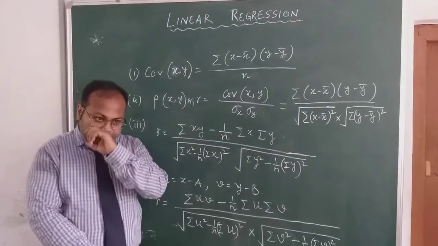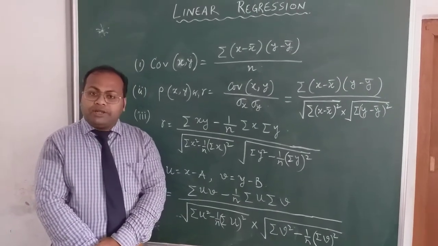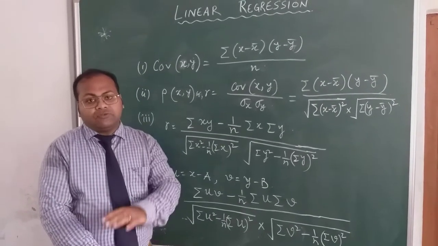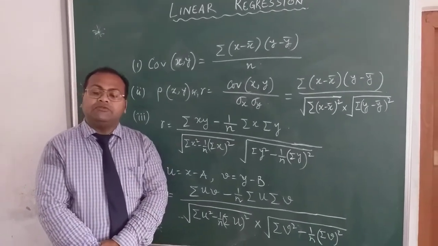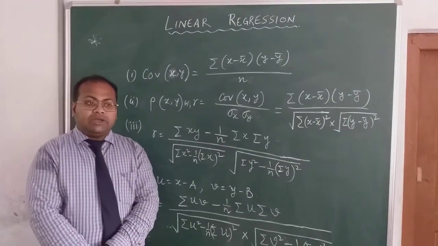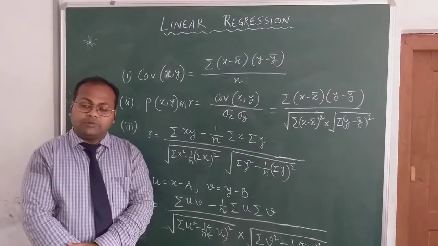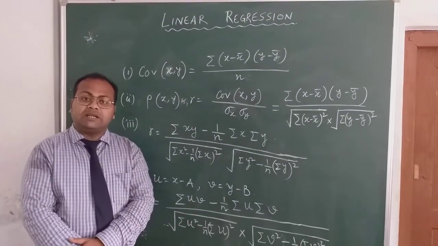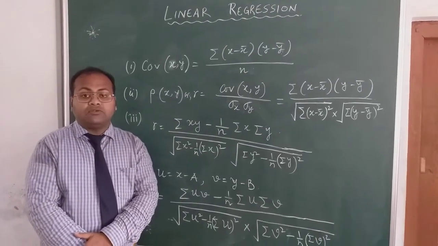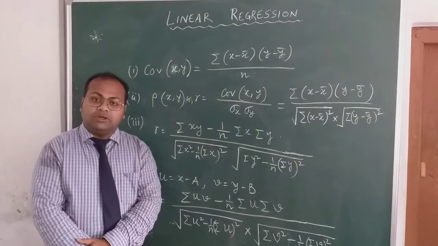The use of correlation coefficient is that when we find covariance, it can give any value. But in case of correlation coefficient, it will give only values from -1 to 1. Okay. Now, if the coefficient of correlation is 1 or near 1, we can say that both the variables are strongly positively correlated. And in case of -1, both the variables are strongly negatively correlated.